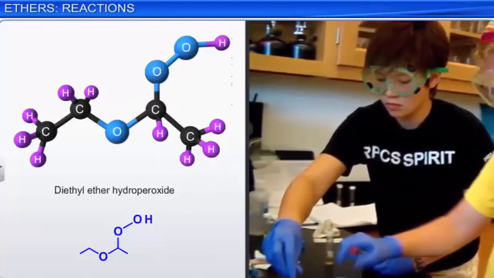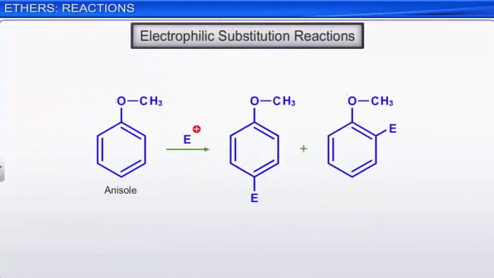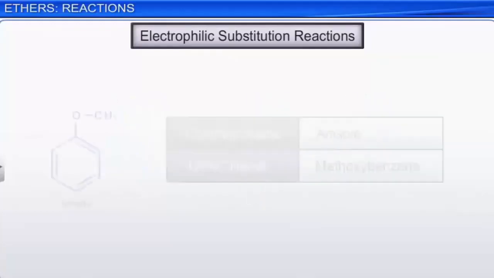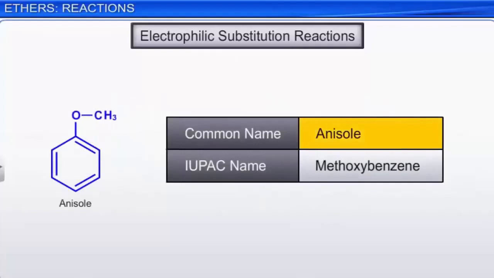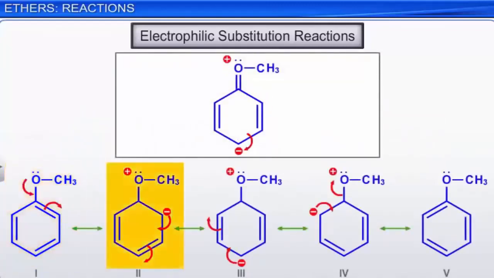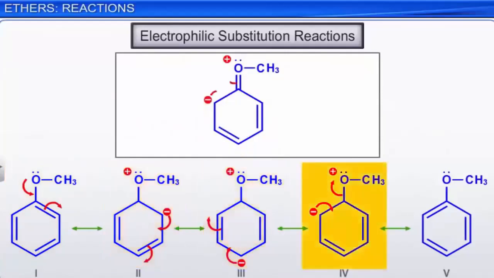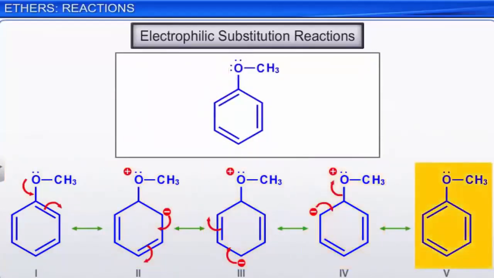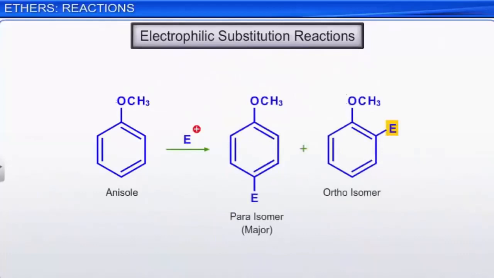Let us now look at electrophilic substitution reactions of anisole, which is an alkyl-aryl ether. Anisole is the common name for methoxybenzene. The lone pair on the oxygen atom of the methoxy group activates the ring towards electrophilic substitution as shown in their resonance structures. Hence, it is ortho-para-directing. The para-isomer is the major product due to steric hindrance at the ortho position.